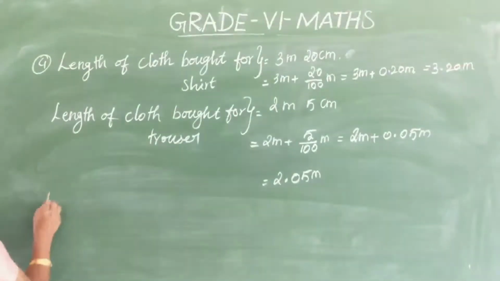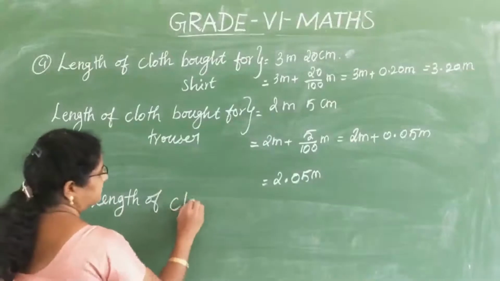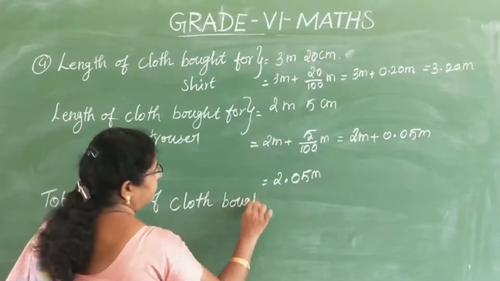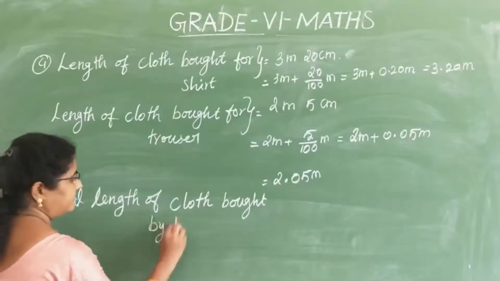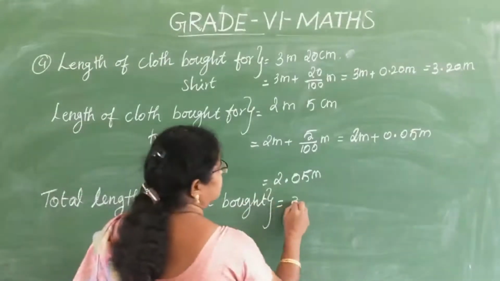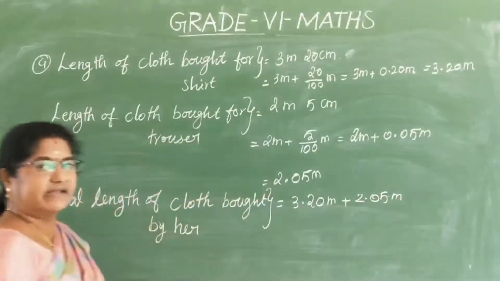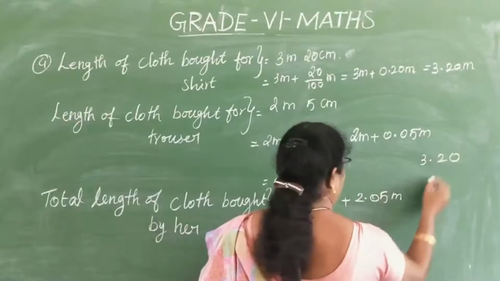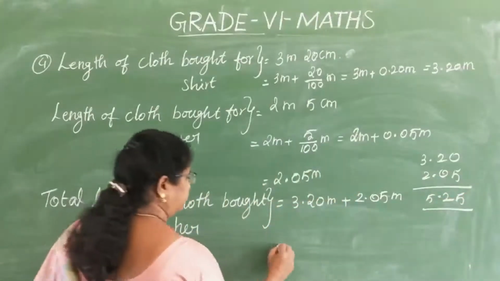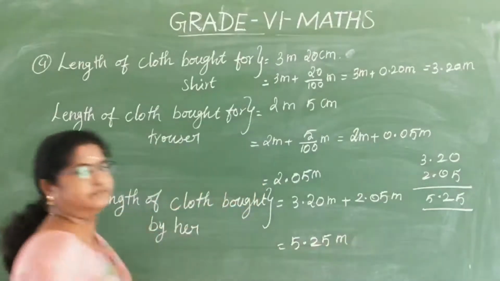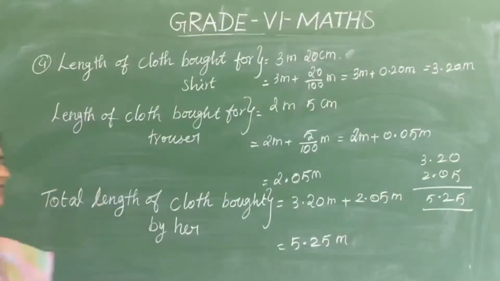Now we have to write total length of cloth bought for, how much? 3.20 meter plus 2.05 meter. We arrange proper way. 3.20, 2.05. When we add, 5.25 meter. This is enough. That means 5 meter 25 centimeter. This is 5.25 meter.